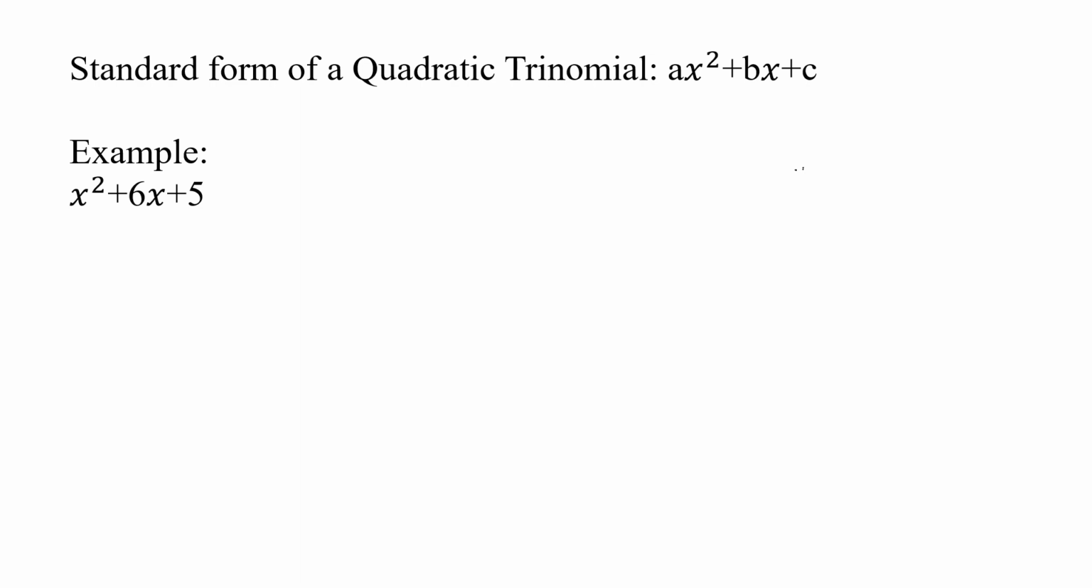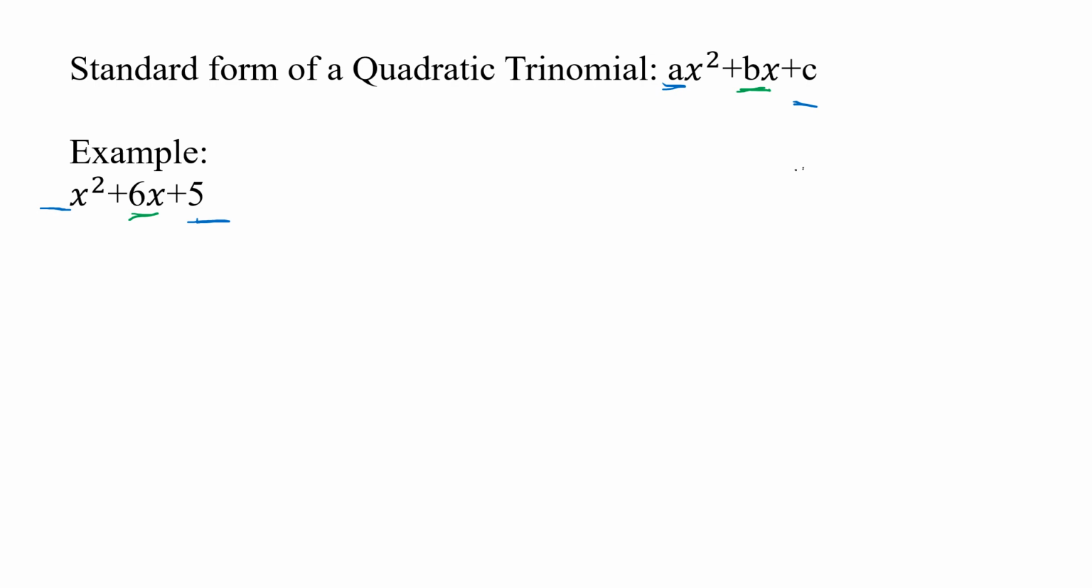A is the coefficient in front of the first term. B is the coefficient in front of the second term. And c is the constant at the very end. All right, so the good news here is that it's actually pretty easy to factor when a is 1.